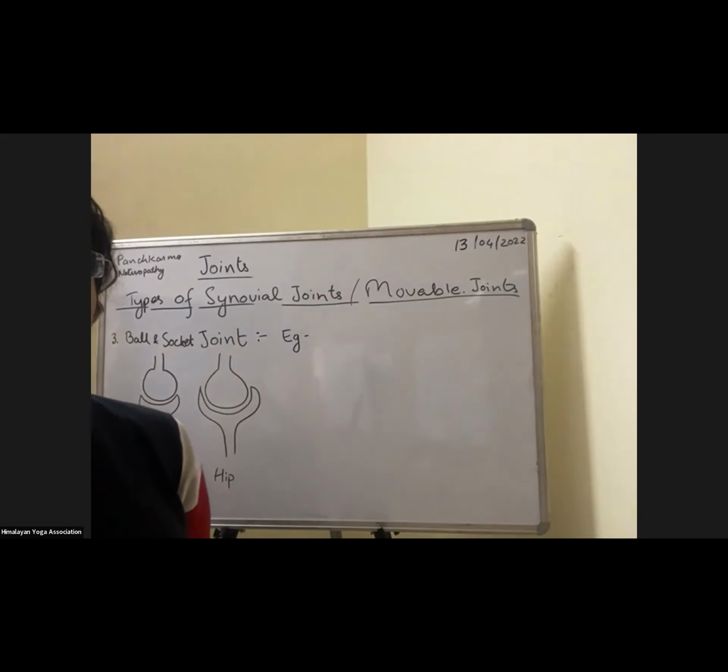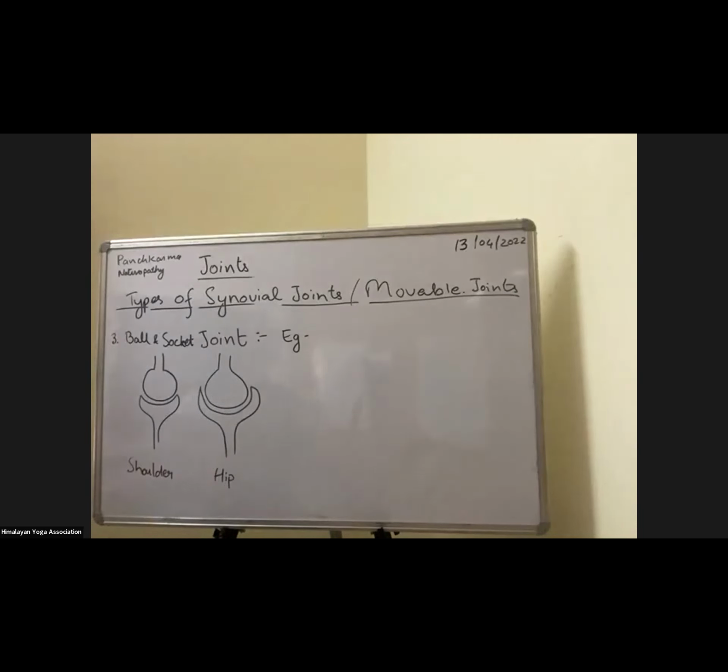Okay, if there is any joint in the body which has the maximum kinds of movements in the body, can you tell me which joint is that? Most number of movements in which joint? Please, any guesses? Sure, it's the shoulder. It is the shoulder, yes.